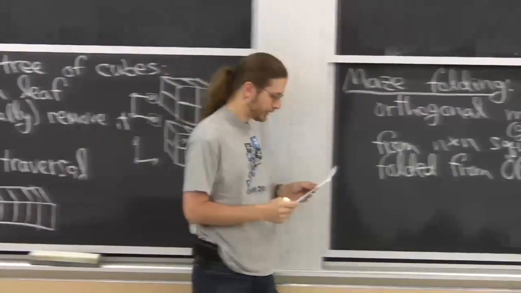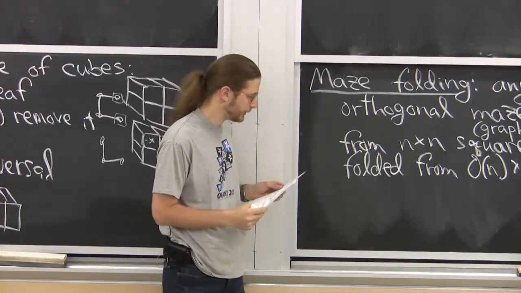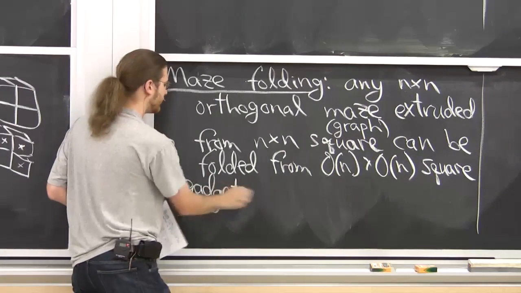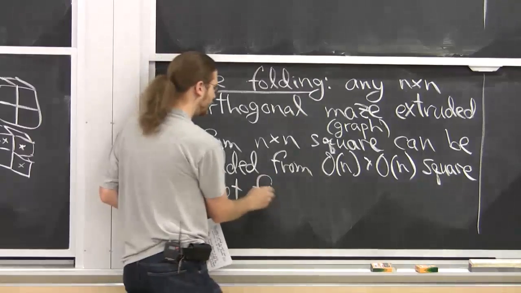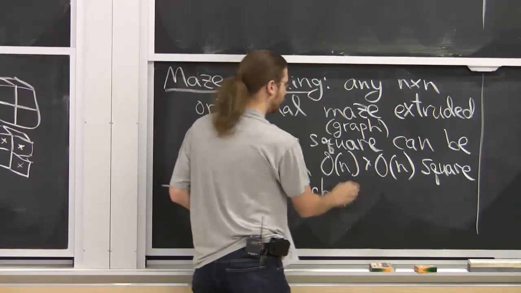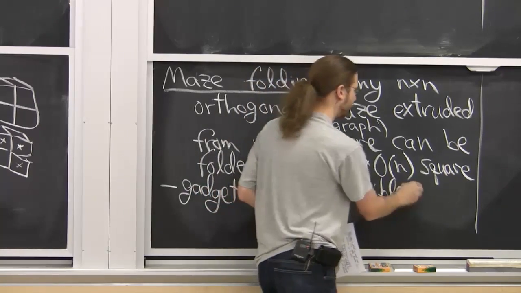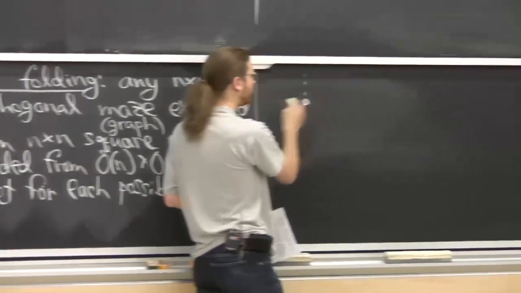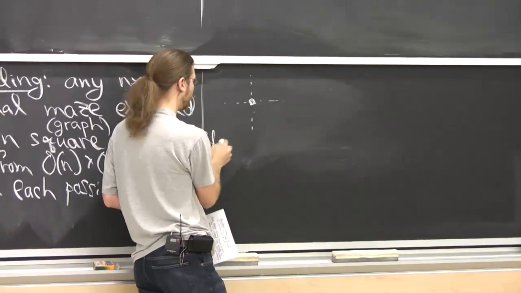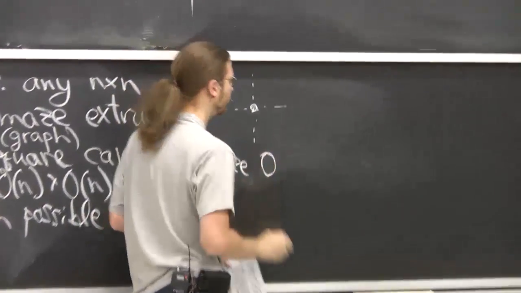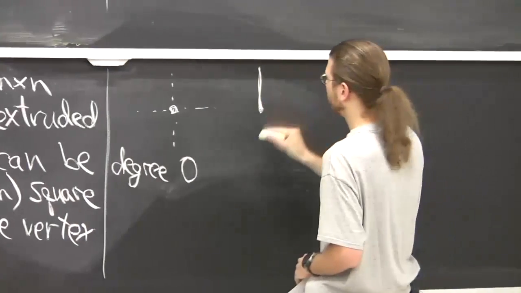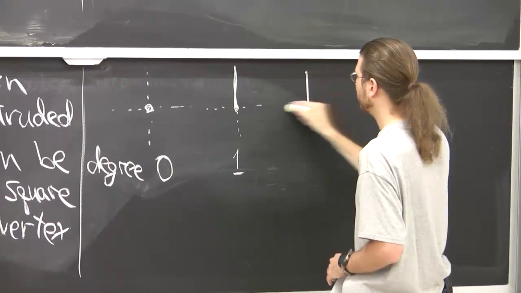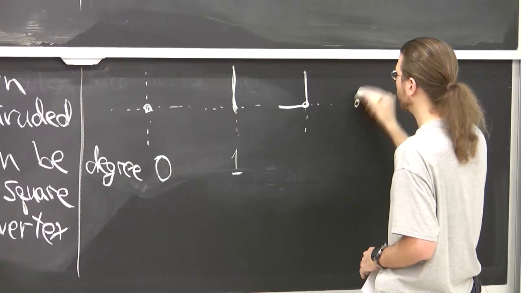The proof of this is also pretty easy. In fact, even easier than the previous one. Again, we're going to use gadgets, and we're going to combine them in different ways. But the idea is we just make a gadget for each possible vertex in this graph. So a vertex in the graph could have no edges incident to it. So we call this degree 0. Or it could have one incident edge, and the rest are absent. That's degree 1. Or it could have two incident edges, and there's two ways it could be like that. It could be a turn, or it could be a straight.